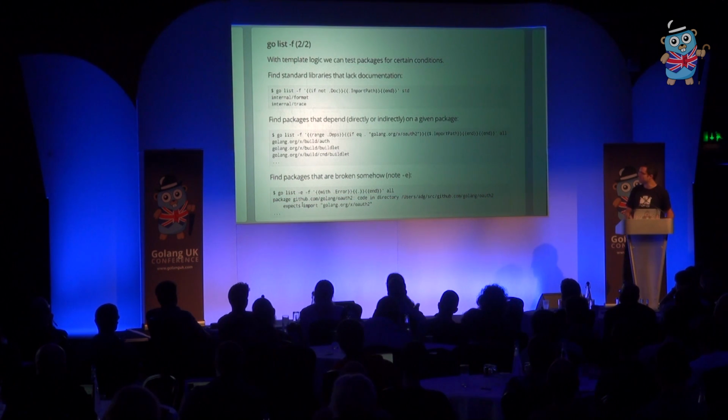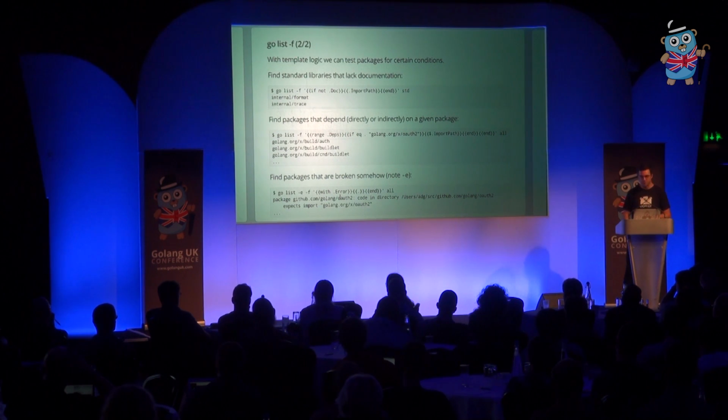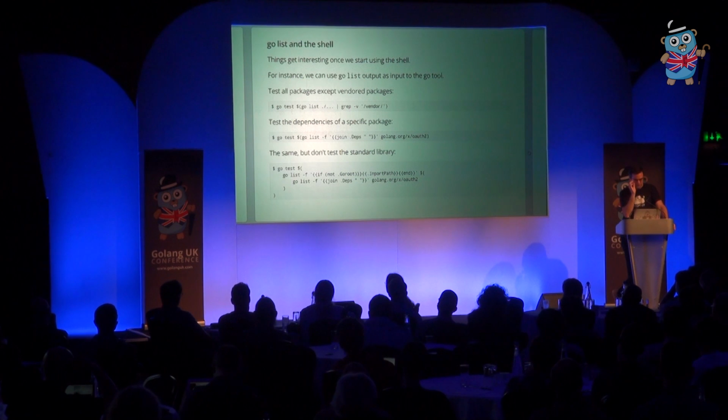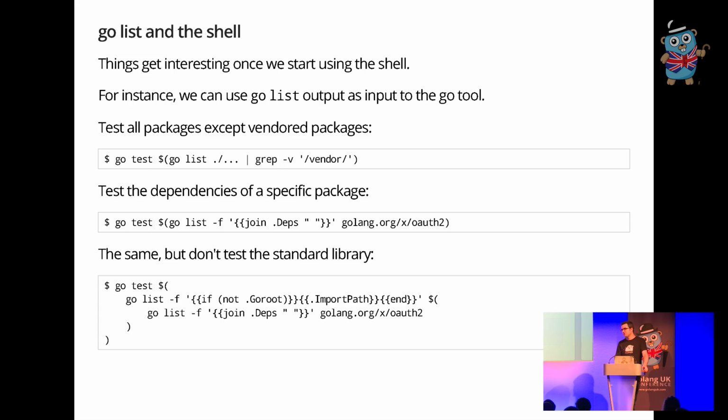And among other things in my workspace, I found that I had an old version of OAuth2 under the old import path that the Go tool doesn't like, because there's an import comment that says it should be called golang.org/x/OAuth2. And so that's another one that you might want to run over your own code. But once you introduce shell scripting into GoList, things start getting even more interesting.